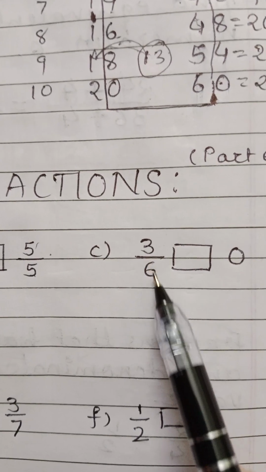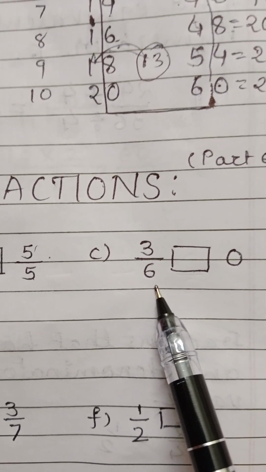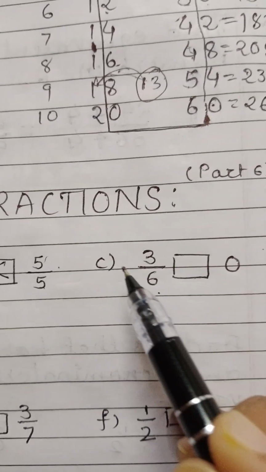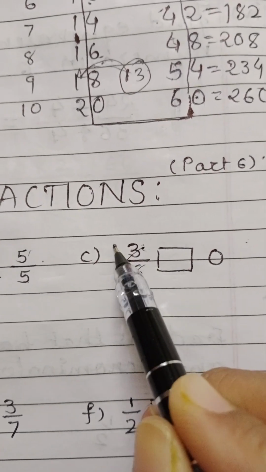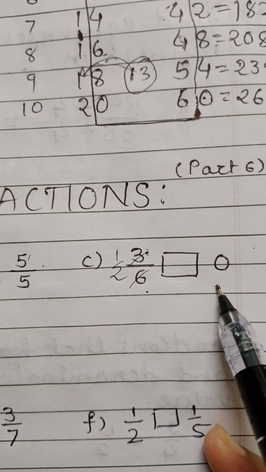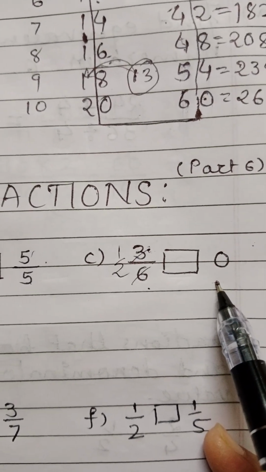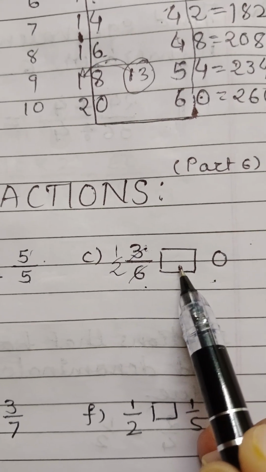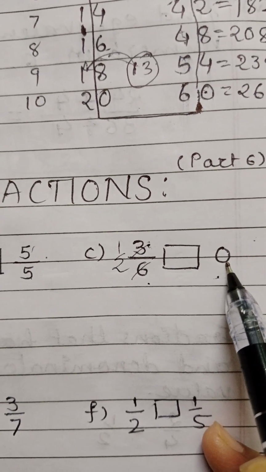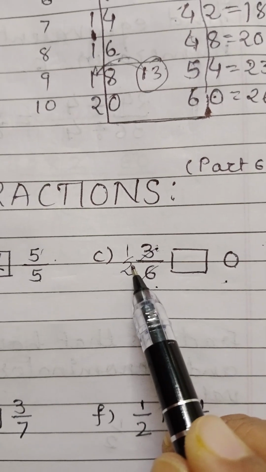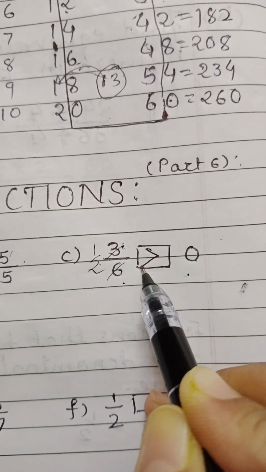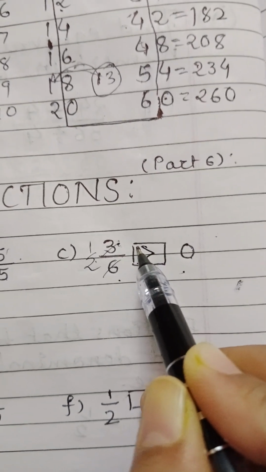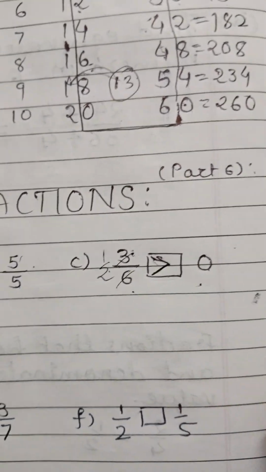Here, 3 upon 6 is actually 1/2. This is actually 1 upon 2. Okay, and this is 0. So you see which is greater. Is 0 greater or half is greater? So you know that 0 is less than 1/2, right? So you can put this sign of greater than here.